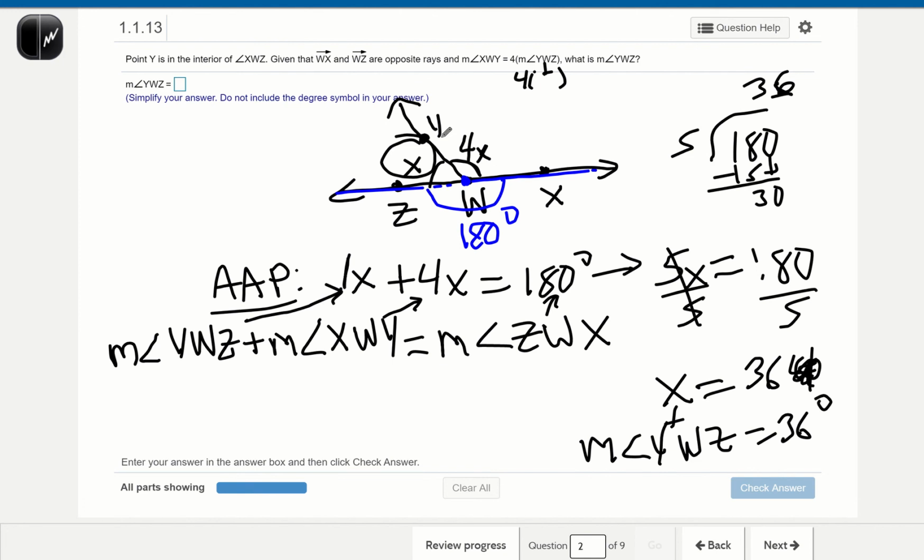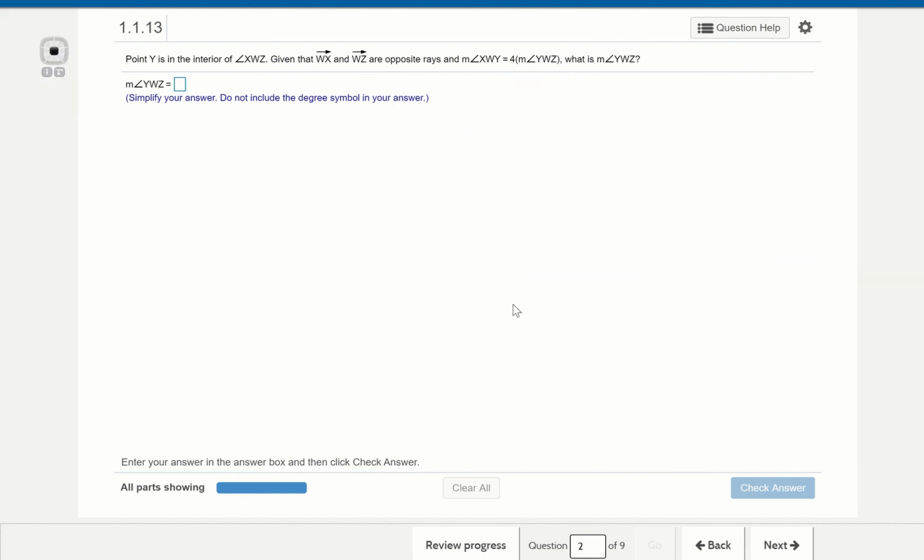Now, if they're asking for YWX, then you would have to plug 36 into 4x. You would have to do 4 times 36, and then that would give you that angle. Just in case they ask you that question. All right, let's move on to the next problem.